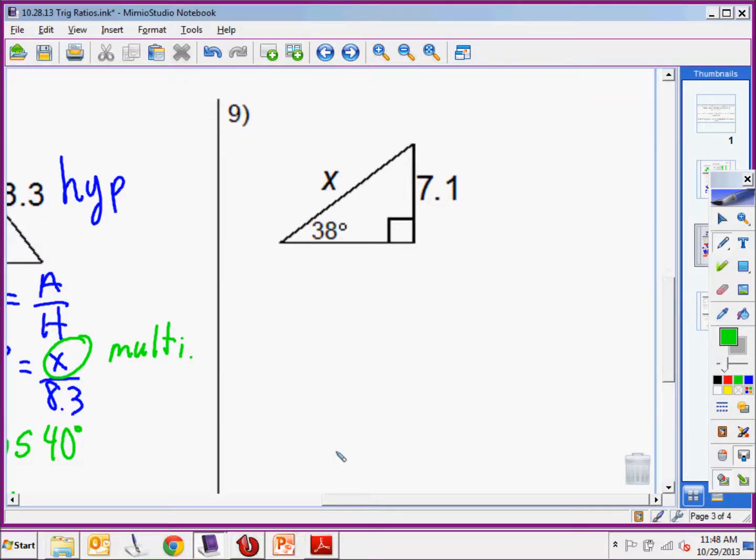What do I have? I have my hypotenuse, my opposite, my theta. Opposite, what is that? It's sine. It's my SOH.